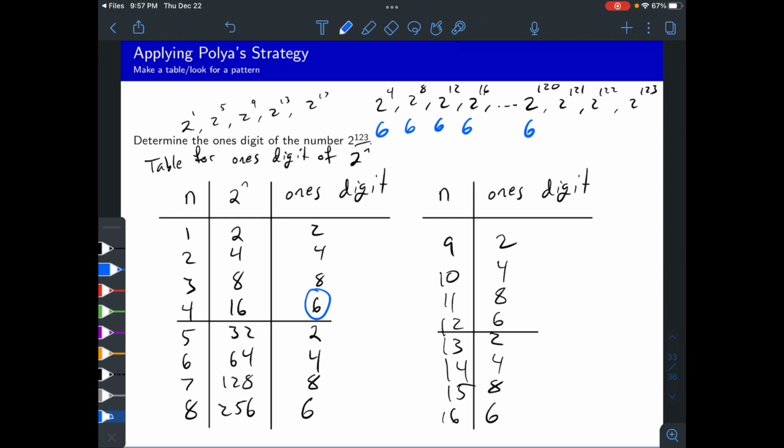So 6, double that, I'll get to a ones digit of 2. Double that, I get to a ones digit of 4. Double that, I get to a ones digit of 8. So our final answer should be a ones digit of 8.